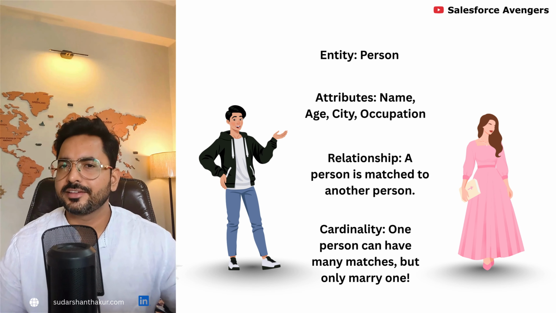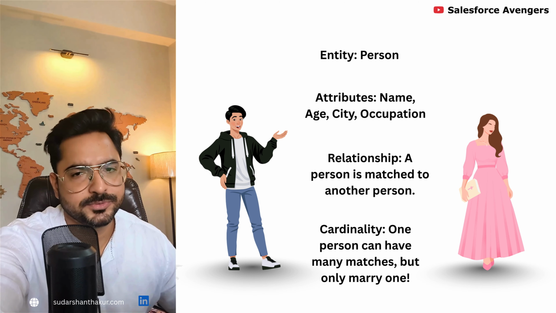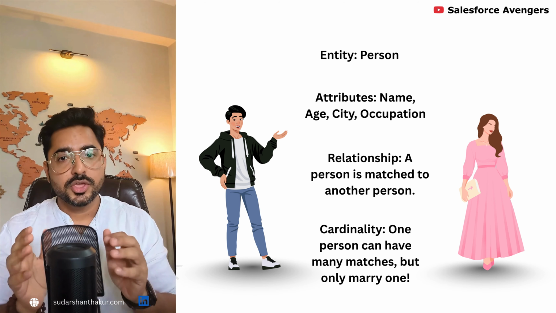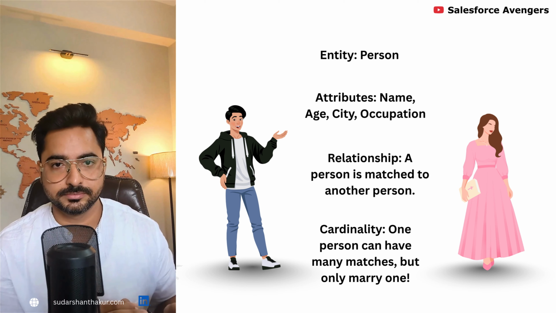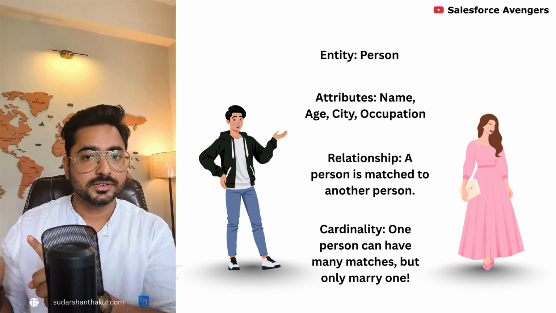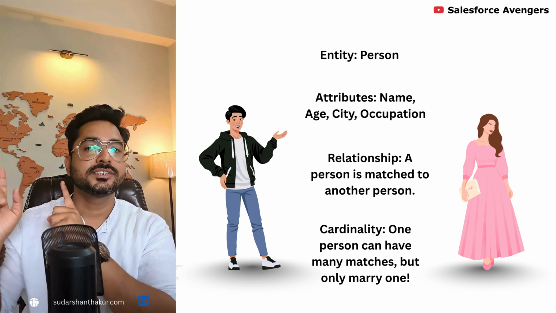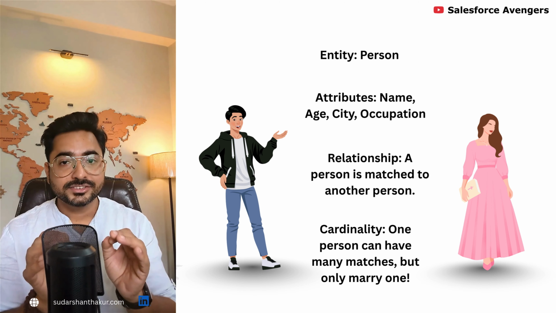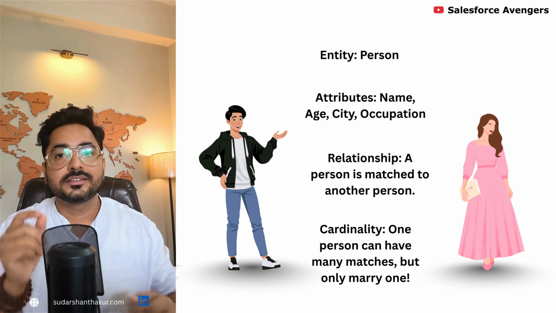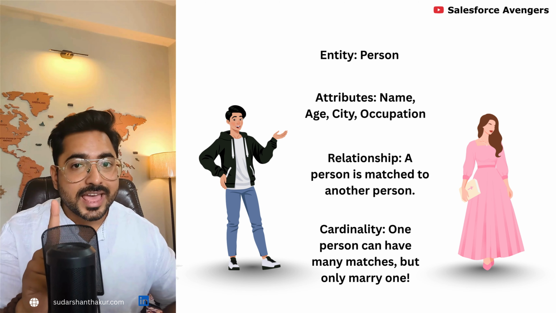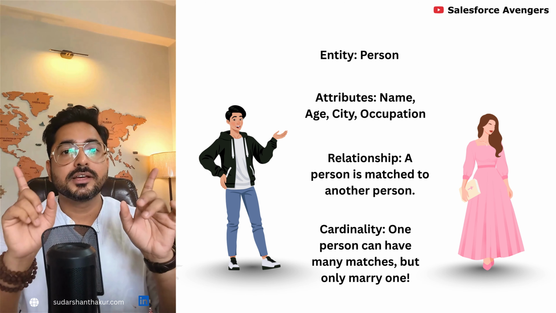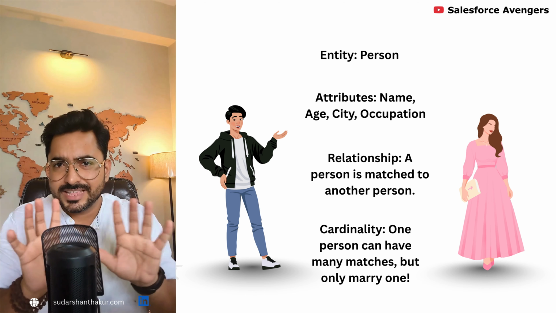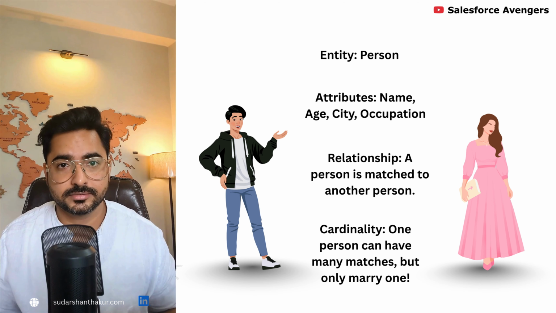Let's take a real life scenario. Let's take a marriage bureau example. Imagine you are running a marriage bureau system. Entity is a person; attributes are name, age, city, and occupation. Relationship: a person is matched to another person. Cardinality: one person can have many matches, but only marry one. Same logic applies for data modeling.